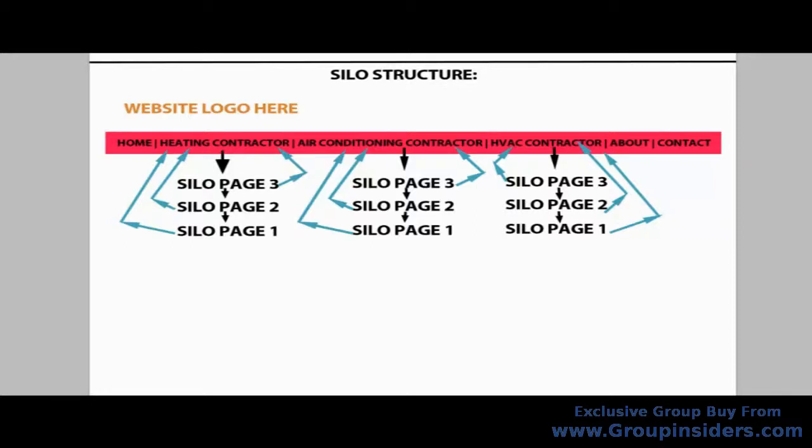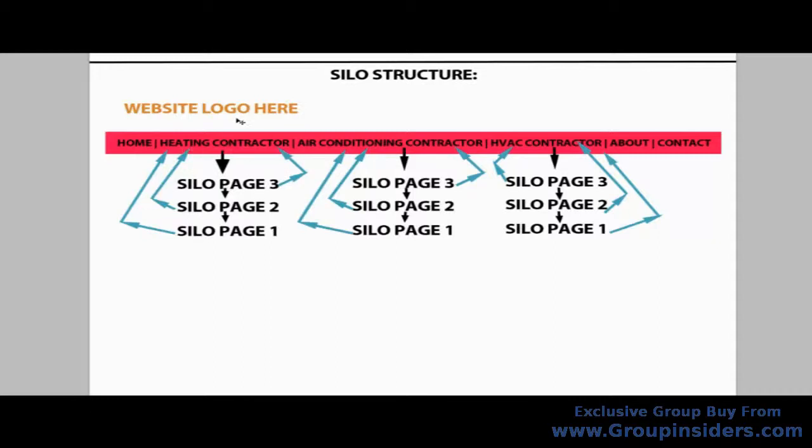Okay, so here is a basic silo structure. And what you're going to have is on the main category page, you're going to link to the top of this silo. And then this page is going to link below. However, you're going to see here, all these pages are going to have a link on them back to the top. So back to the top. So back to the top.